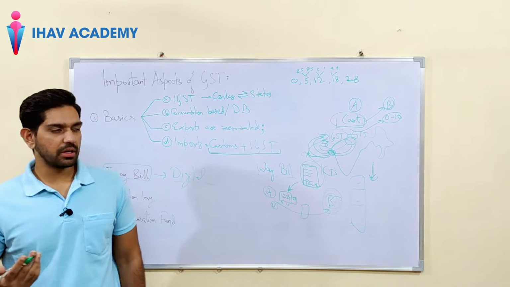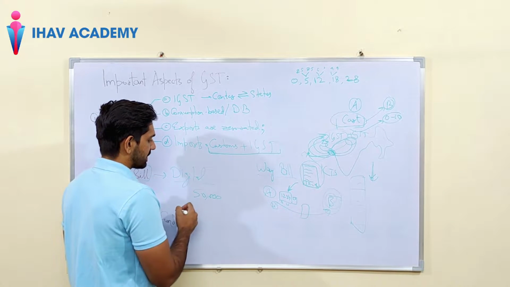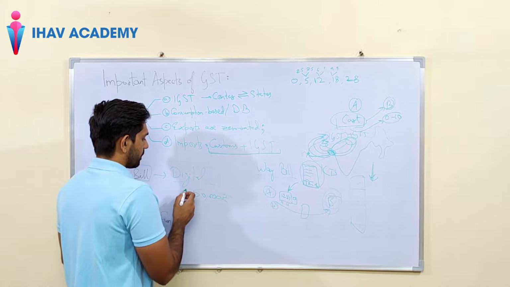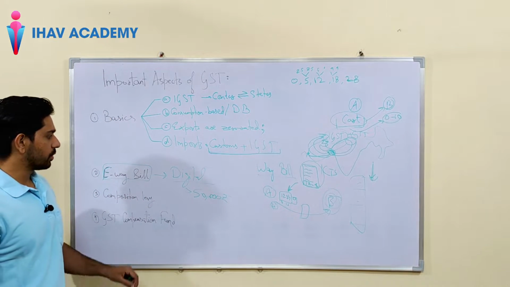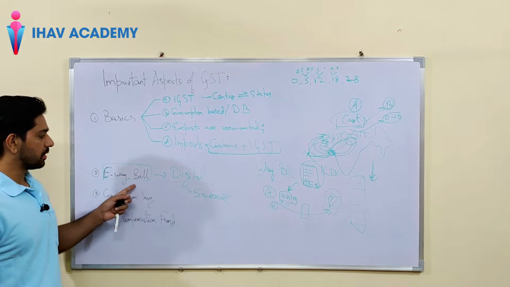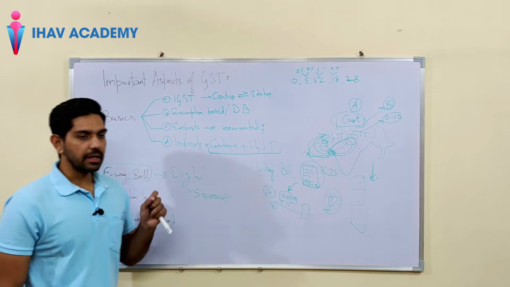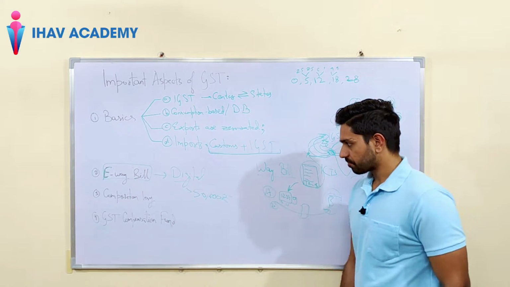इसमें हमने एक थ्रेशहोल्ड रख दिया है. शायद से अगर आपकी कंसाइनमेंट इज लेस देन 50,000 rupees, so you don't need to generate this e-way bill, but after this limit it is mandatory to generate the e-way bill. So this was the concept of e-way bill.